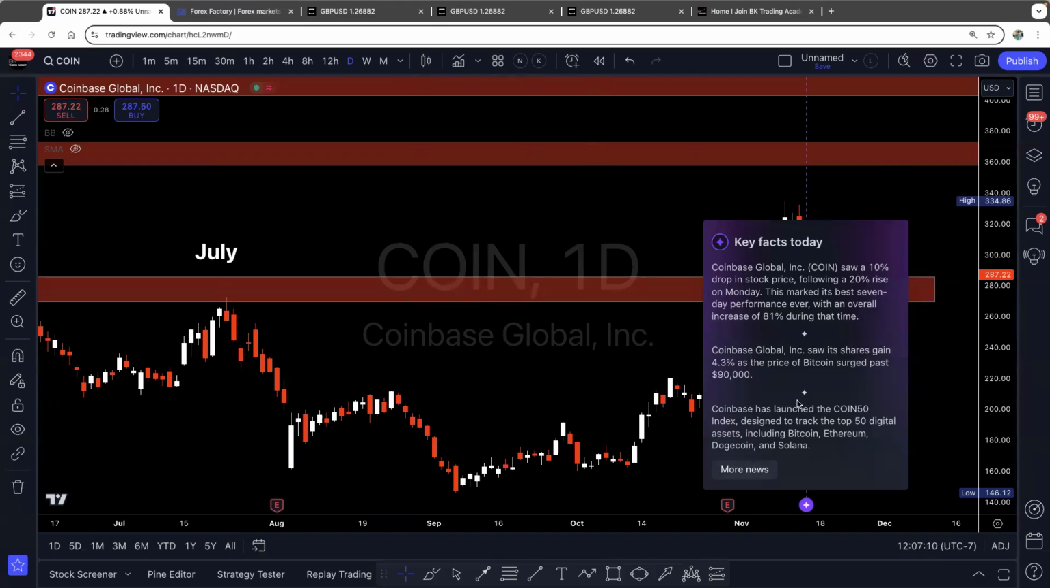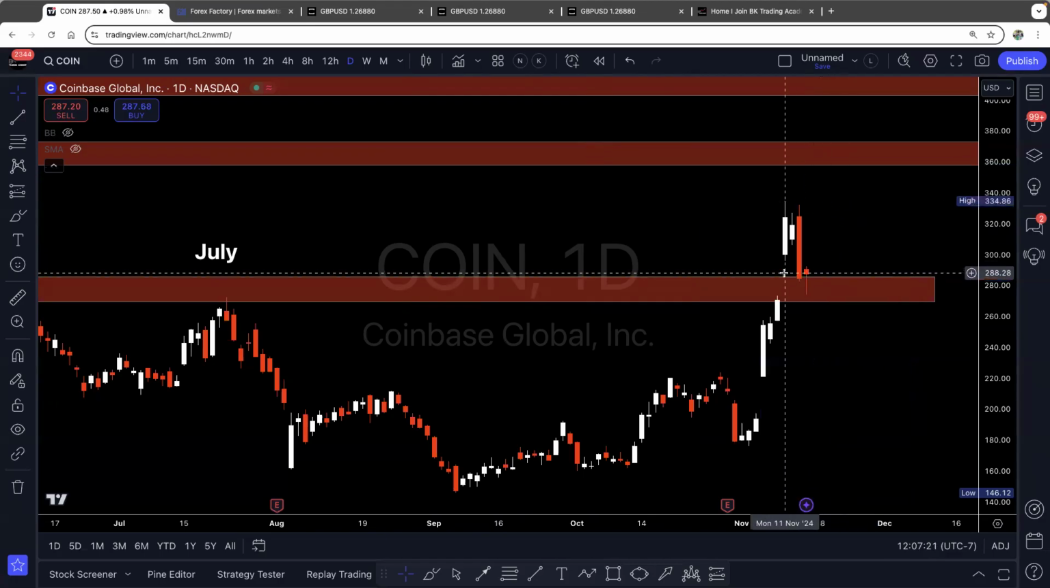All right, Coinbase has launched the Coin 50 Index designed to track the top 50 digital assets, including Bitcoin, Ethereum, Dogecoin, and Solana. So little things like that are important.